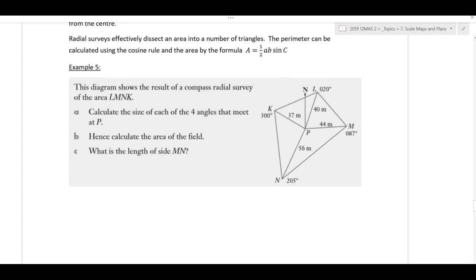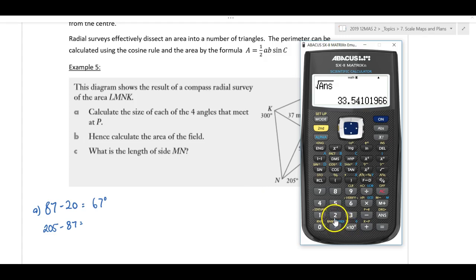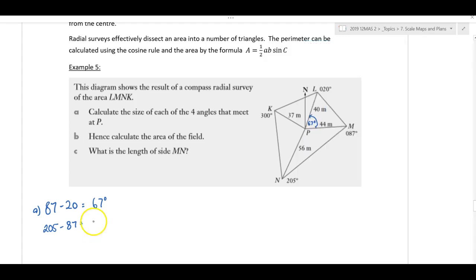Calculate the size of each of the four angles that meet at P. As I said, we mostly only need to subtract the bearings. So let's start with this one in here: 87 minus 20. It doesn't hurt to write down your calculations. That's 67 degrees, okay? 67 degrees in there. Next up, 205 minus 87 equals 118.